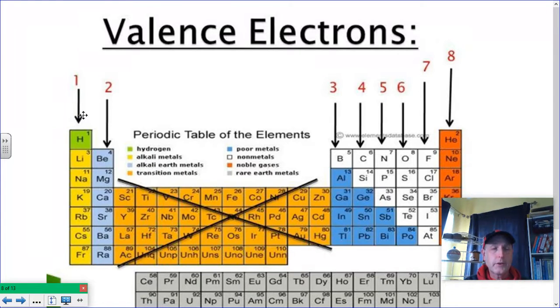Starting over here on the left side, family 1A elements like hydrogen, lithium, and sodium all have 1 valence electron. 2A elements like beryllium and magnesium and calcium all have 2 valence electrons. Skip over all these B family elements, or the D block, remember we called them, because we don't know about the valence electrons on them. We know over here in family 3A, they all have 3 valence electrons, and 4A, they have 4, and so forth, over to 8A, which has 8 valence electrons.